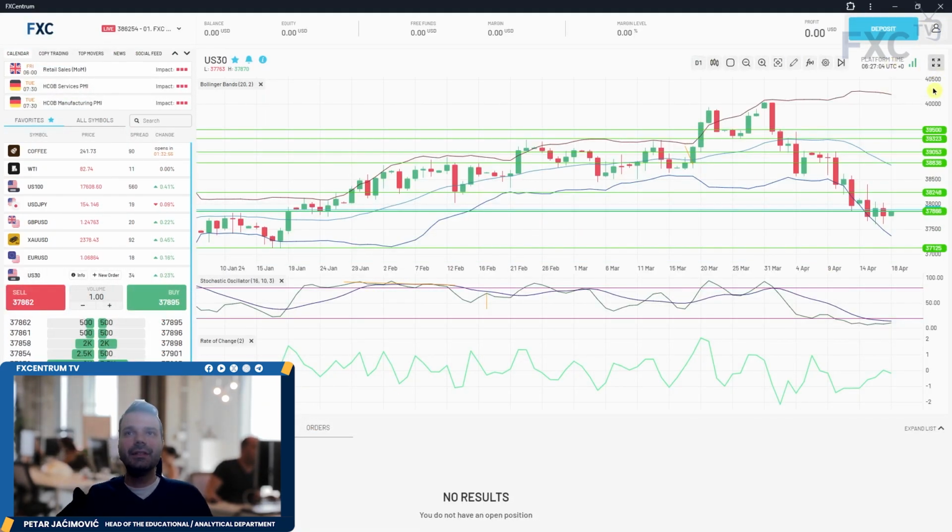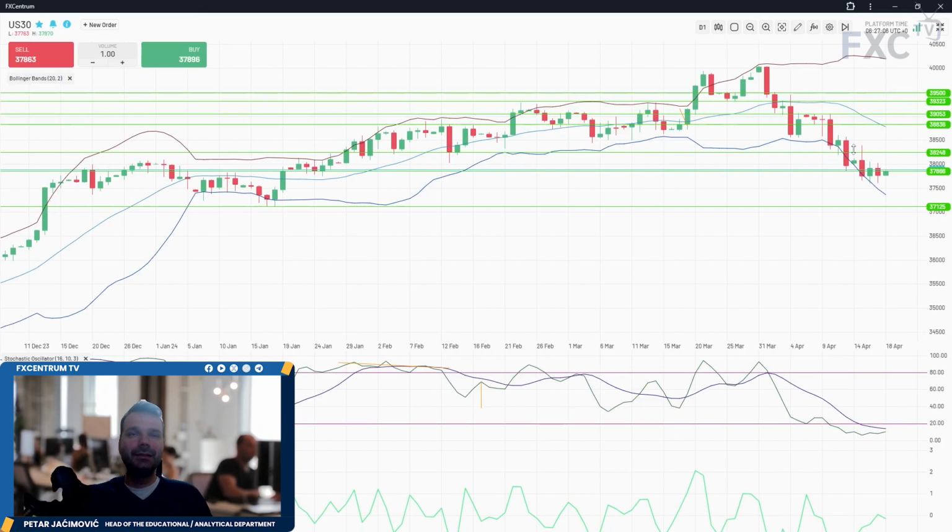Now we have the US 30, so indices are on downside momentum. We broke a 20-day low, we broke the lower Bollinger Band, and we're holding below the slow and fast line, sloping to the downside. And we still have a potential for a further drop towards 37,125, which is actually this swing low from, let's say, mid-January this year.